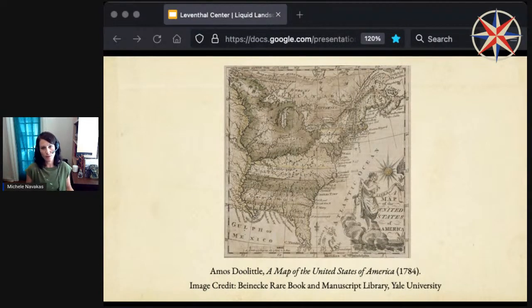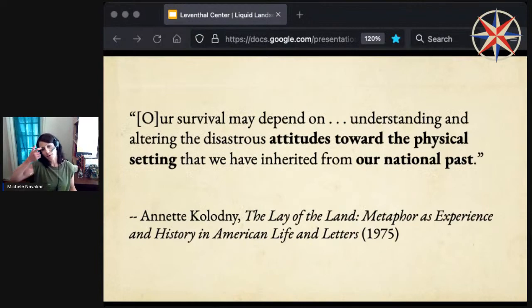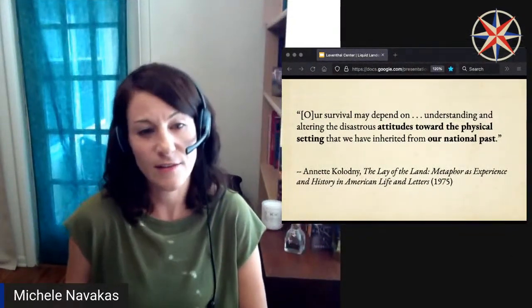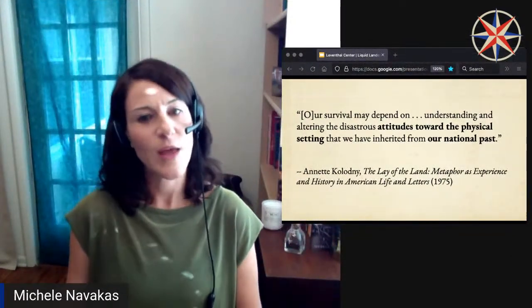As Kolodny concludes, rather presciently for 1975, let me show you her words: "Our survival may depend on understanding and altering the disastrous attitudes toward the physical setting that we have inherited from our national past." But what if there are alternative attitudes toward the physical setting that are just as much a part of our national past as the iconic, sharply bounded, abstract figure of the continent? And if our national past does contain such alternatives, where might we find them, and what might we learn from them now?